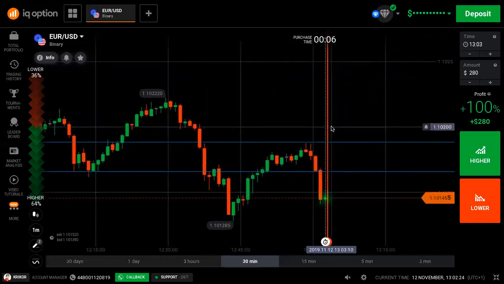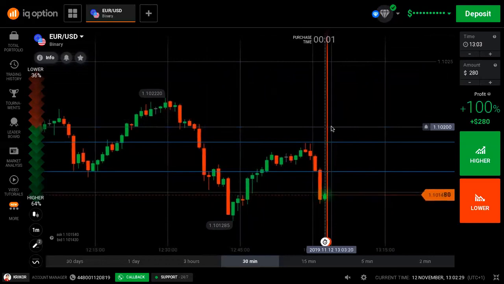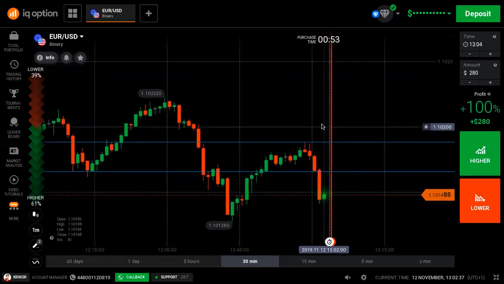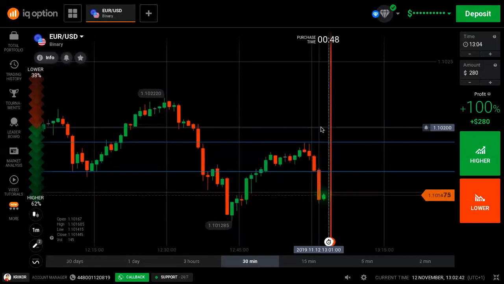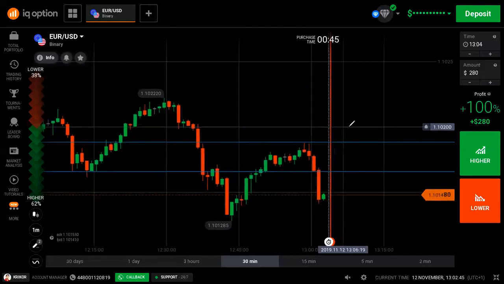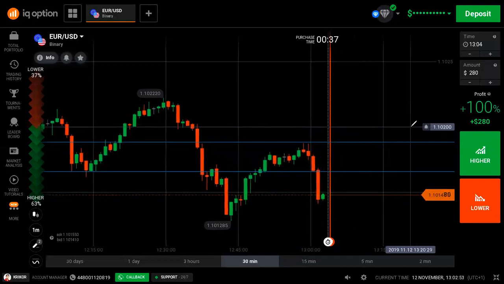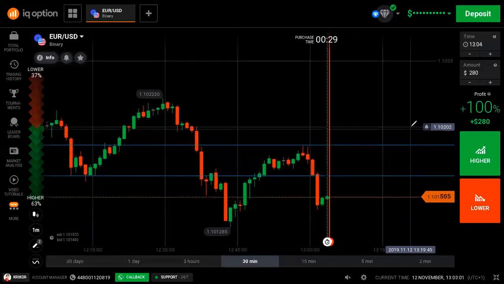Did you see this number? 1.10200. Did you see it? One price number, 1.10200, where the market was at the starting of bearish momentum. You see that? 1.10200, because of the 00 at the back.